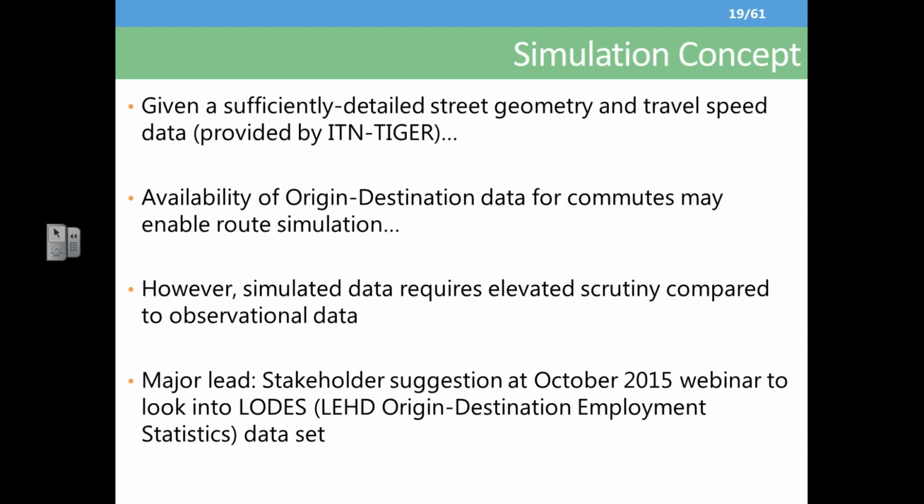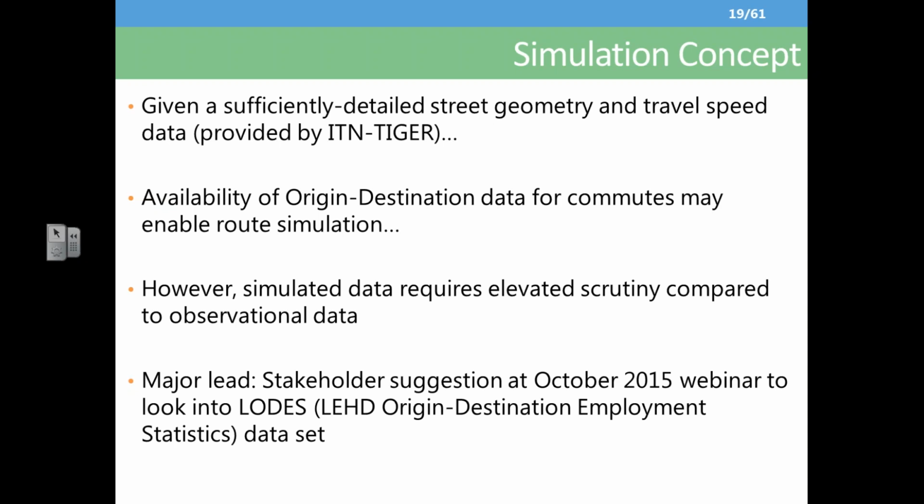But one major problem here, of course, is that simulated data then requires elevated scrutiny because this is not observed data. This is what we're trying to predict might be the traffic patterns throughout the state based on knowledge of where people's homes are and where their commute destinations are, or at least where they are reported to be.